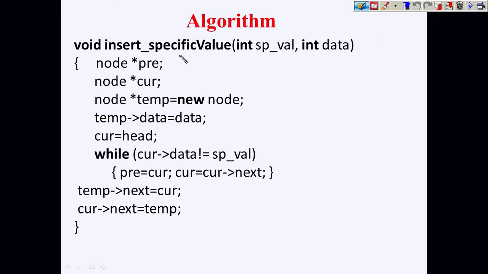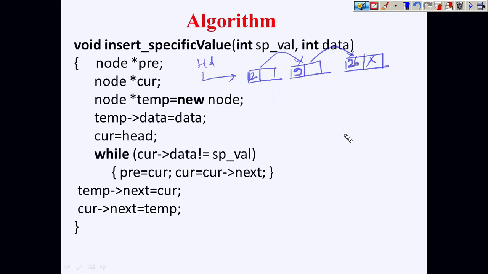The next is insertion with a specific value. You may say that you want to insert a node after a specific value. What does it mean? It means we have this kind of status. This is a head, pointing to the first node. This is a connection. This is a connection. This is, let's say, 12. This is 9. This is 26. These are the values of the node.